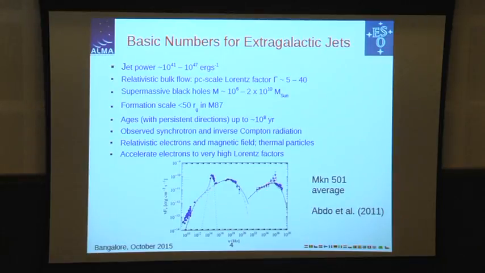They radiate, and we identify them primarily by synchrotron and inverse Compton radiation from ultra-relativistic electrons. Therefore, they must contain relativistic electrons or positrons and magnetic field. They probably contain various other things as well, particularly thermal particles. How much of what they contain is a matter of debate. And they are capable of accelerating those electrons to extremely high Lorentz factors.